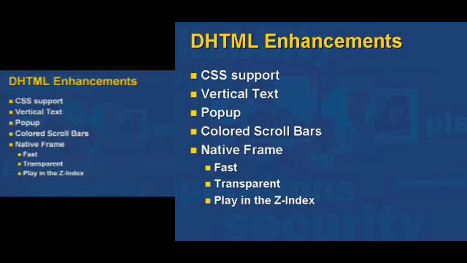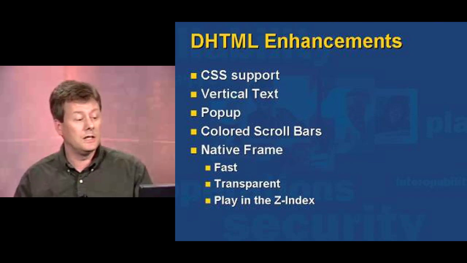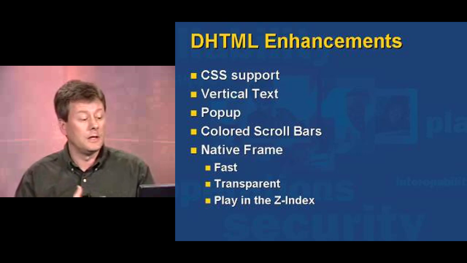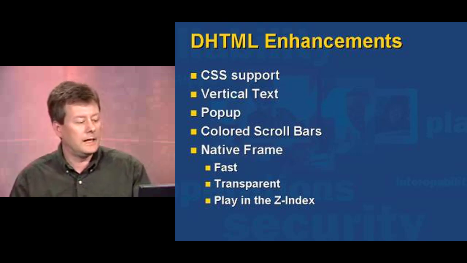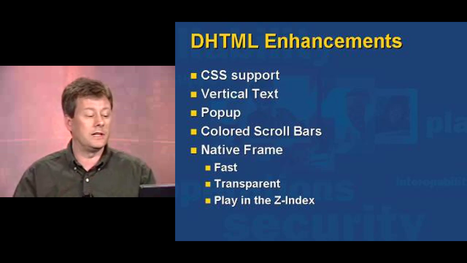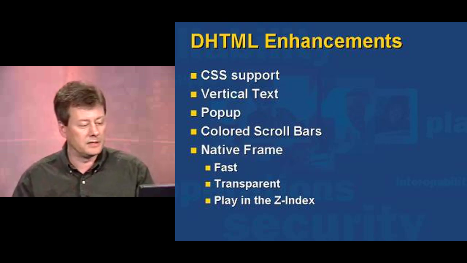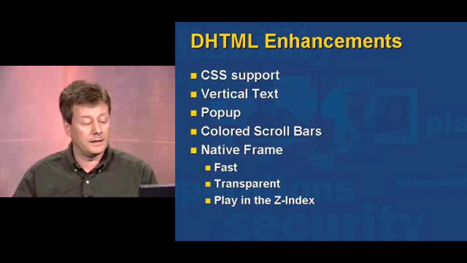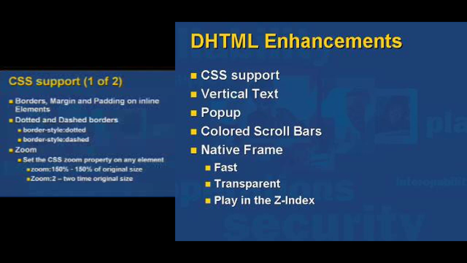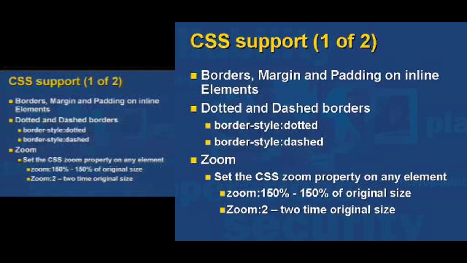So first of all, to talk about some of the DHTML enhancements, we've got some improved CSS support, support for vertical text layout, pop-up object, a feature called colored scroll bars, and something that we call native frame, which allows us to get a greater speed improvement and also have some cool visual effects with iframes.